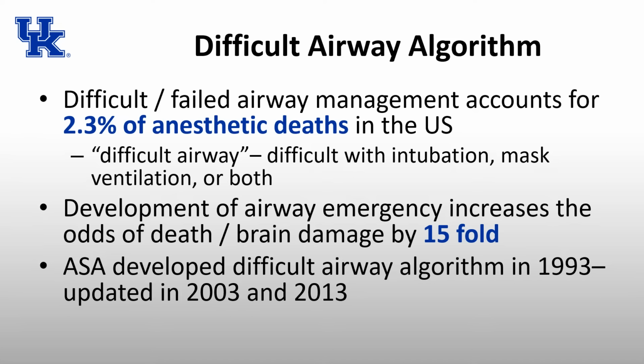Okay, now on to the difficult airway algorithm. Difficult and/or failed airway management accounts for 2.3% of anesthetic deaths in the United States. According to the ASA Closed Claims Project, which keeps track of this type of thing, it's the second most common cause of claims. The ASA defines a difficult airway as difficulty with intubation, mask ventilation, or both. I think a lot of times we think a difficult airway is only difficulty with intubation, but it actually includes difficulty with mask ventilation, or both.